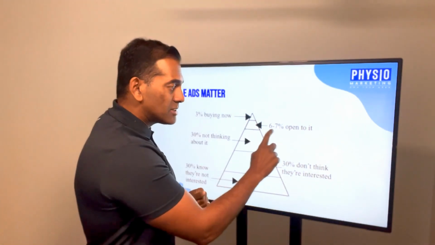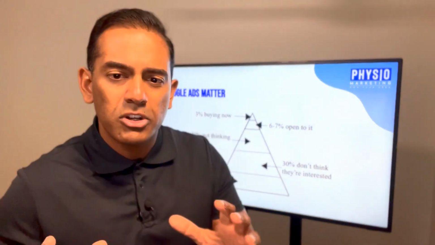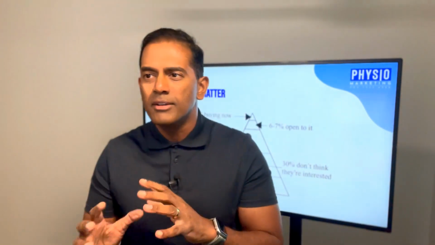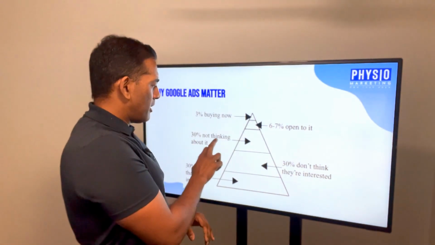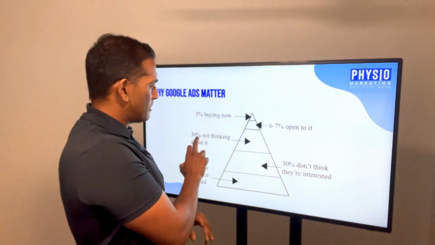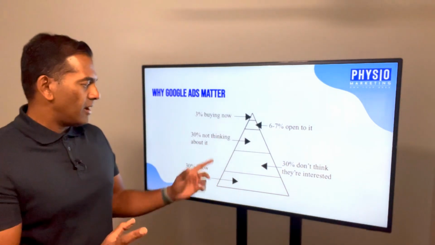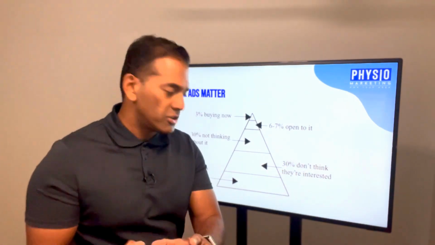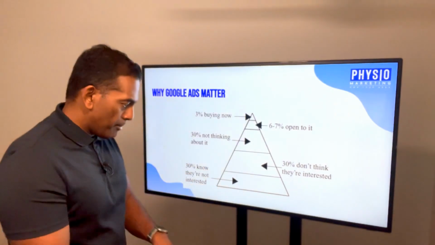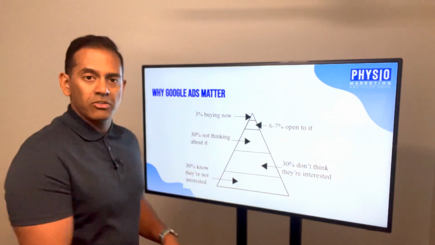The next 6 to 7% of the market, they're open to it. They're not really looking to buy now, but they're open to buying. For example, they could be searching how to relieve back pain. And the rest of it, you can see underneath that is 30% not thinking about it, and underneath that, 30% who don't think they're interested, and the bottom 30% who are not interested.